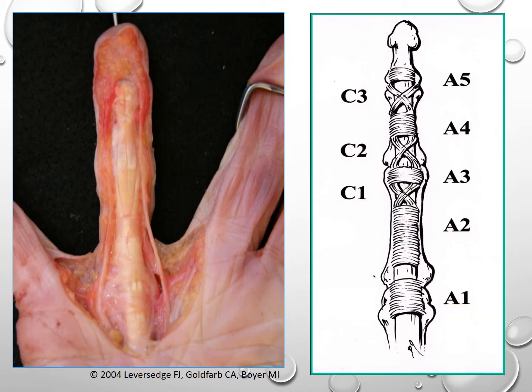On the right-hand side, we could see a nice schematic of the pulley system. You could see the A1 is proximal to the A2 and so forth. It's located over the MP joint. On the left-hand side, we see a nice anatomic dissection of the pulley system.